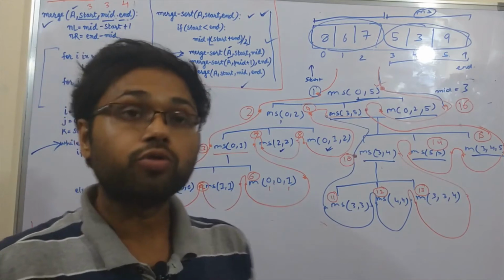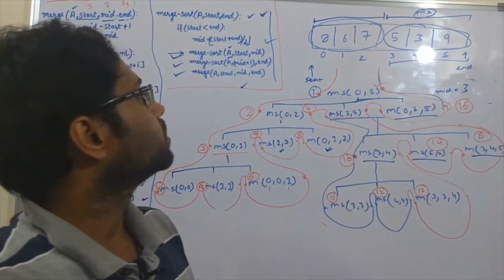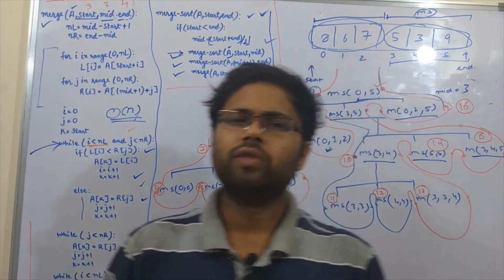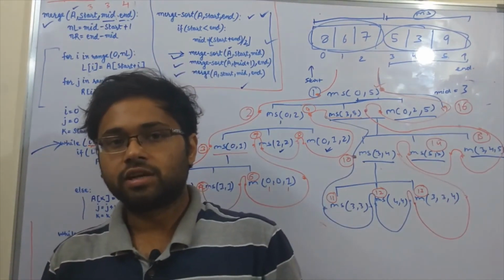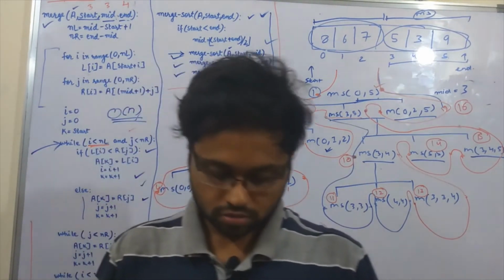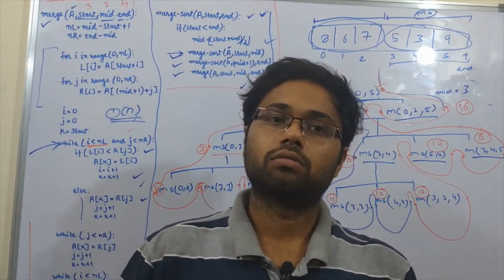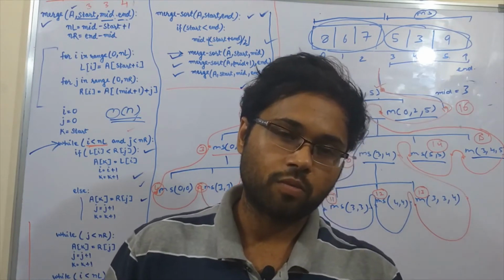So what do you think? For sorting numbers from 0 to 5 we are using 16 function calls. So we need 16 values in the memory stack. Let us see whether it will require 16, or we can use a smaller amount of memory for all these function calls.